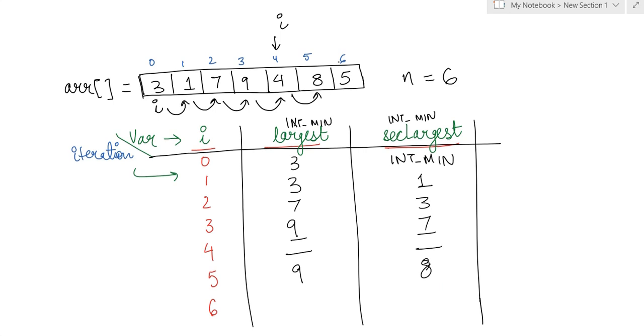Now again move to I. Next index 6. It's containing 5. Is 5 greater than largest? No. Is it coming between these two, largest and second largest? No, it is not coming. It is below 8, so we are going to do nothing.